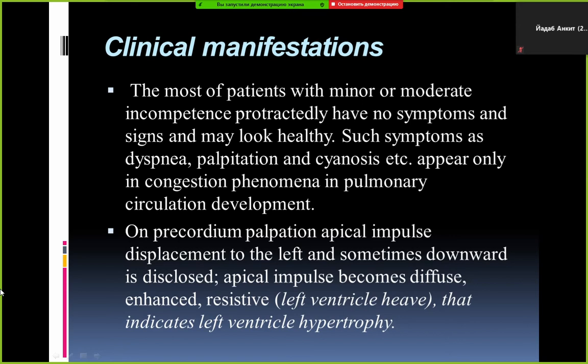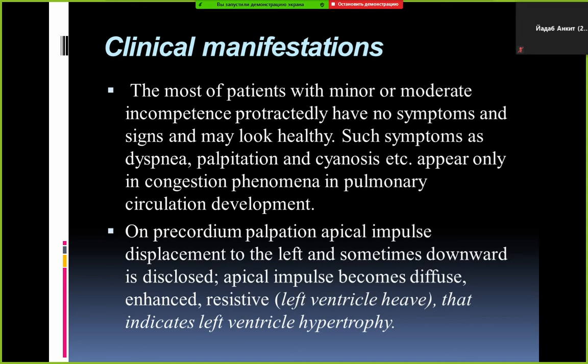Most patients with minor or moderate incompetence protractedly have no symptoms and signs and may look healthy. Such symptoms as dyspnea, palpitation, and cyanosis appear only when congestion phenomena in pulmonary circulation develop.